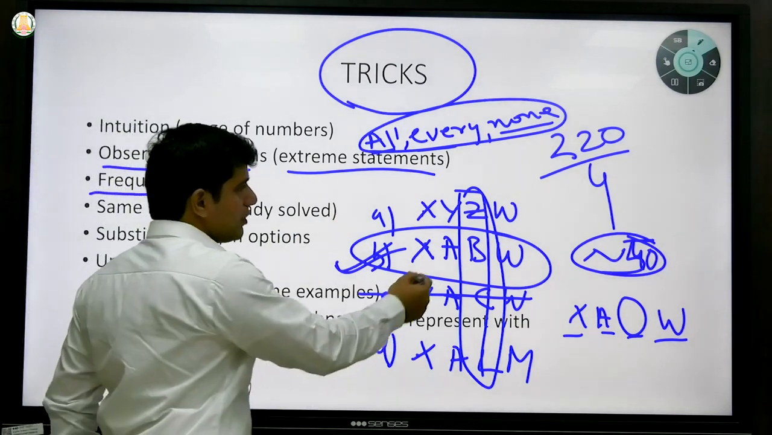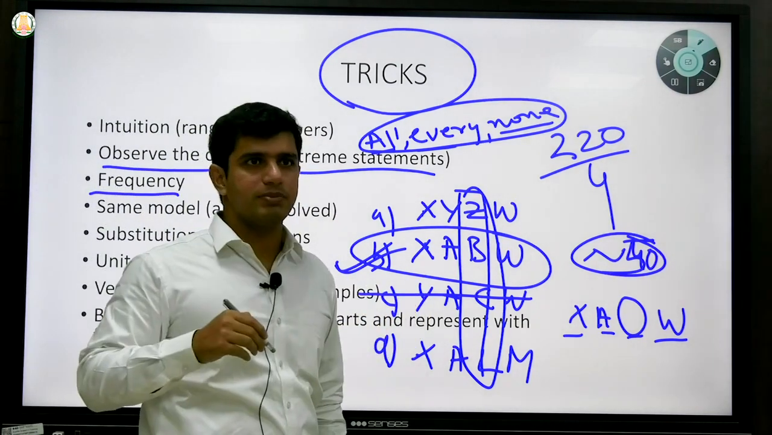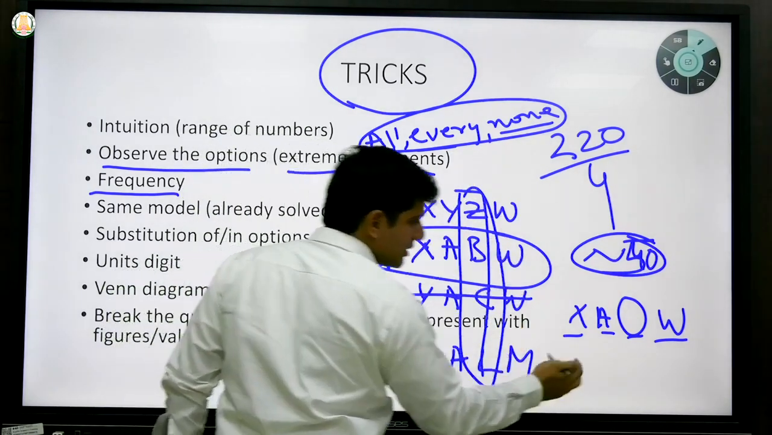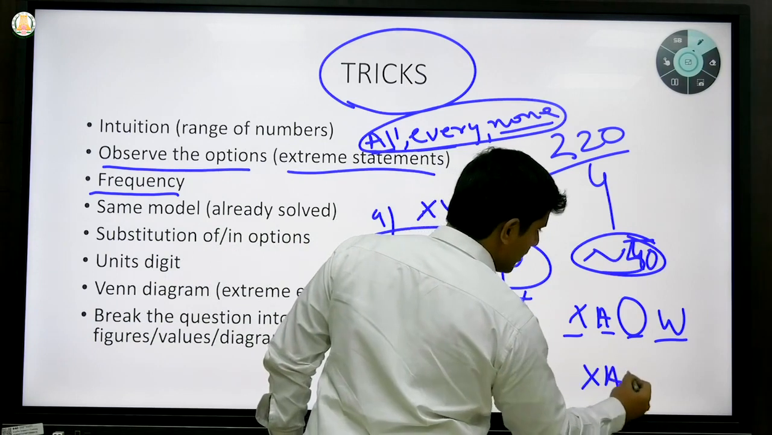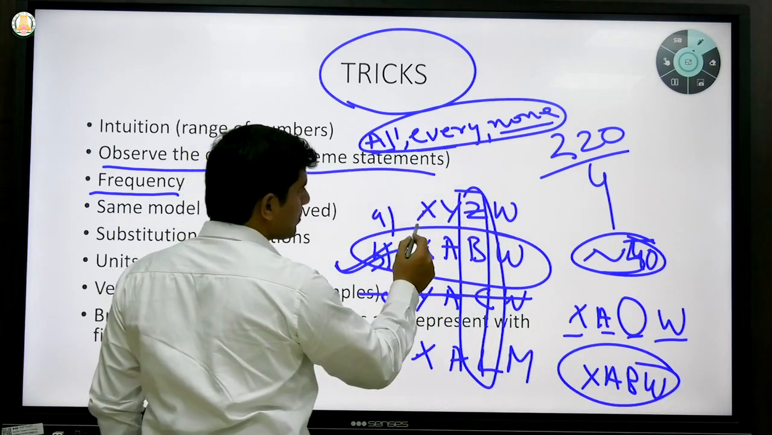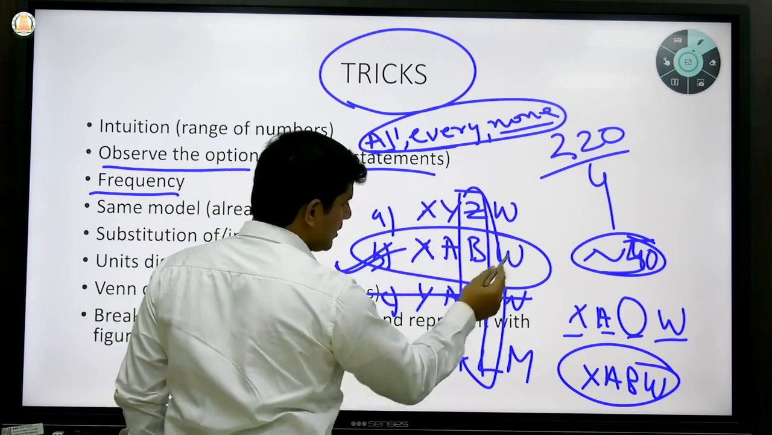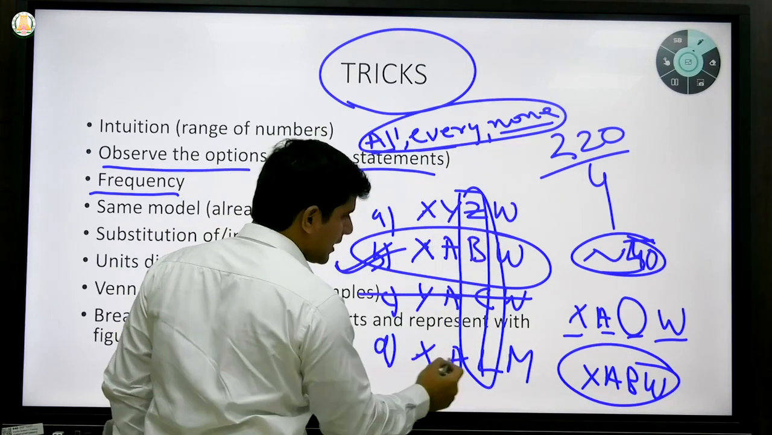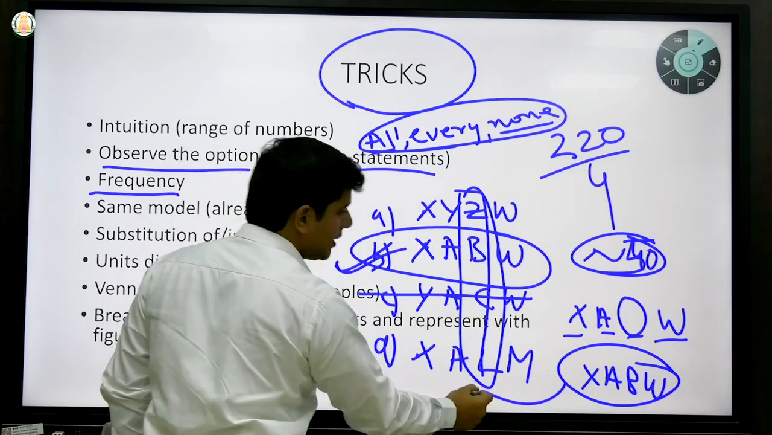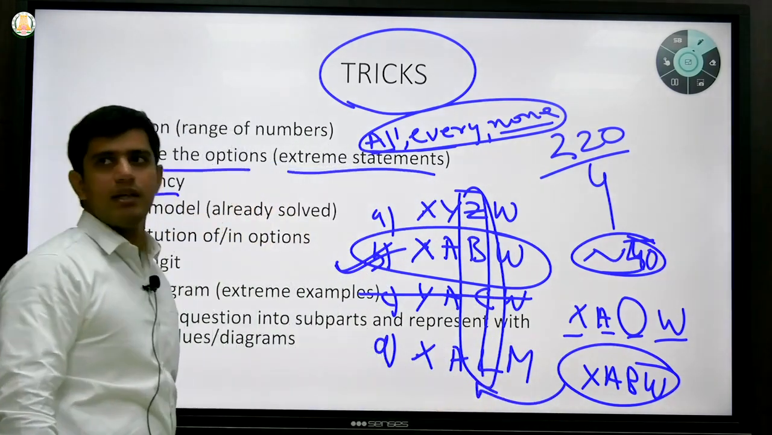Because you should understand from the examiner's perspective why he gives this. Let's say you do all calculations and you get the answer as X, A, B, W. Now when you try to answer, you find that the options are very close. There is X, A, B, W here, there is X, Y, Z, W here, there is X, A, L, M here. So you will get confused. In order to confuse you, he gives you close options, very near options.